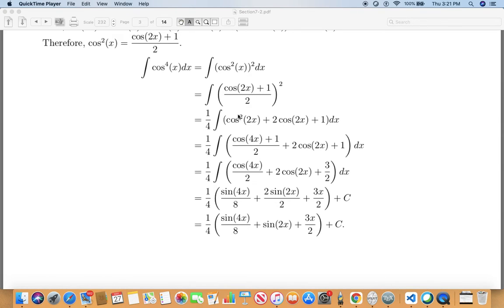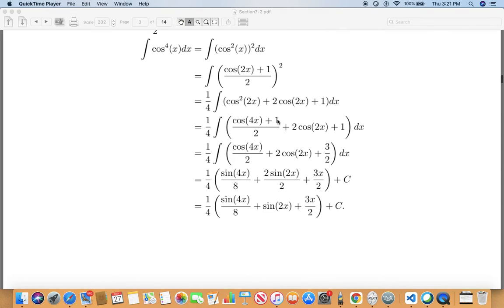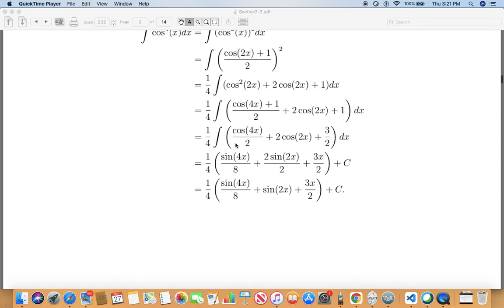This, again, you have an even power. So again, you use the twice angle formula. This time, twice of 2x is 4x. So cosine squared 2x is (cosine 4x plus 1) over 2. This is 2 cosine 2x plus 1 as it is. Now, this 1 over 2 plus 1 gives me 3 over 2. Everything else is as it is. Don't forget the constant multiple.